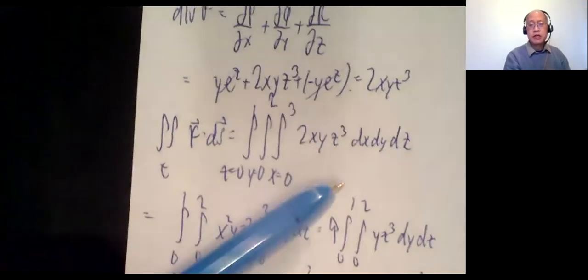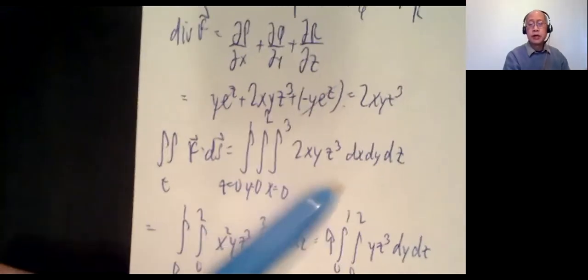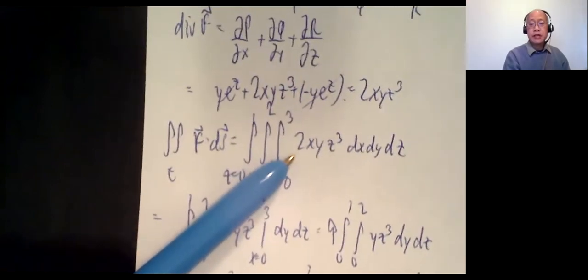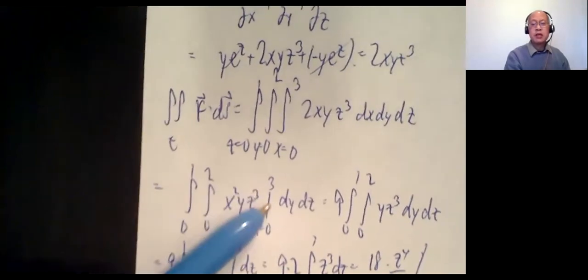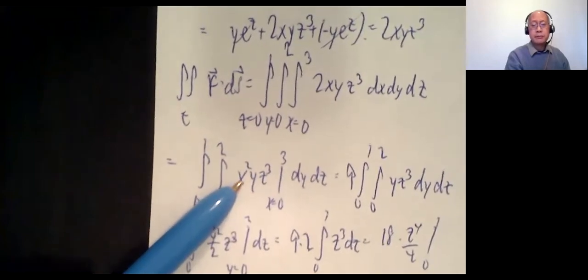Okay, so I decided to integrate with respect to x first. By Fubini's theorem, you can change the order. So you can go dz, dy, dx, our favorite, or you can go dy, dz, dx, or whatever. Integrating with respect to x gives x squared y z cubed, x going from 0 to 3, dy dz. Plug in 0, you get 0. Plug in 3, you get 9.